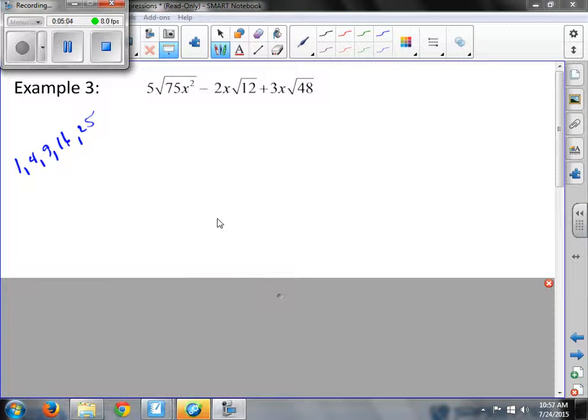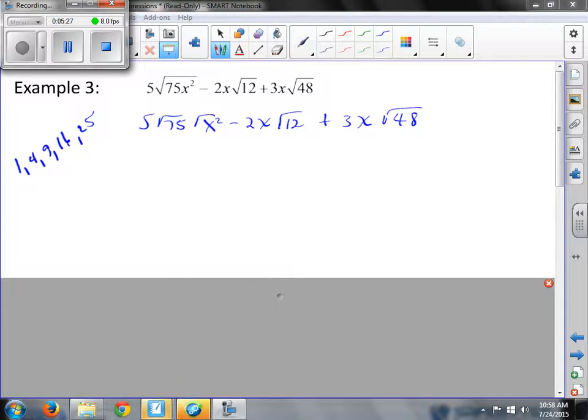Okay, I put my chart back over here. I think I will be able to use that chart. We'll start off with 5, and we'll break that down to 5 square roots of 75, and then the square root of x squared. I'm going to write them all separately. Minus 2x square roots of 12 plus 3x square roots of 48.